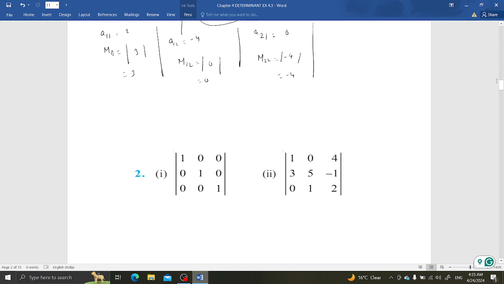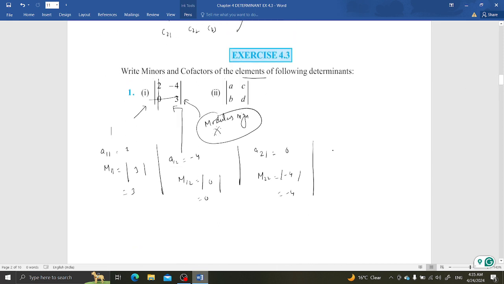Similarly we can find for a22 also. The second part you need to complete. A22 equals, the element is 3 only. And the minor M22 we have is 2.